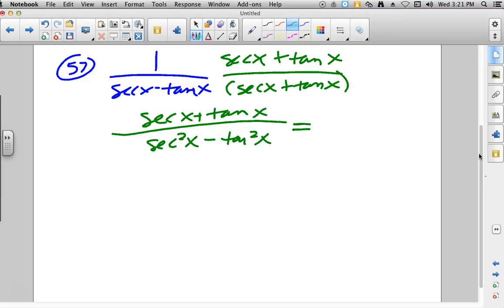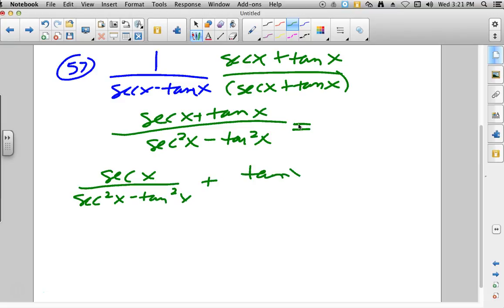So, as I'm looking at this, I'm thinking pretty obviously this is going to have something to do with secant of x and tangent of x. And so I started thinking, what could I do here that might help me out with getting just one piece of this? Well, I can certainly split this back up now and say secant x over secant squared x minus tangent squared x plus tangent x over secant squared x minus tangent squared x.